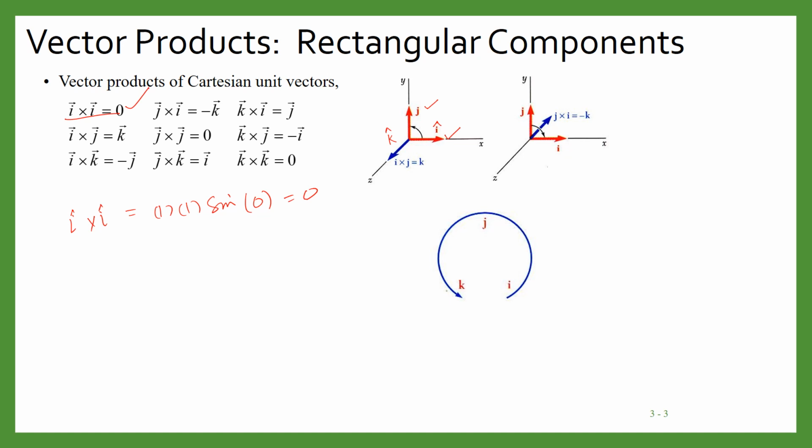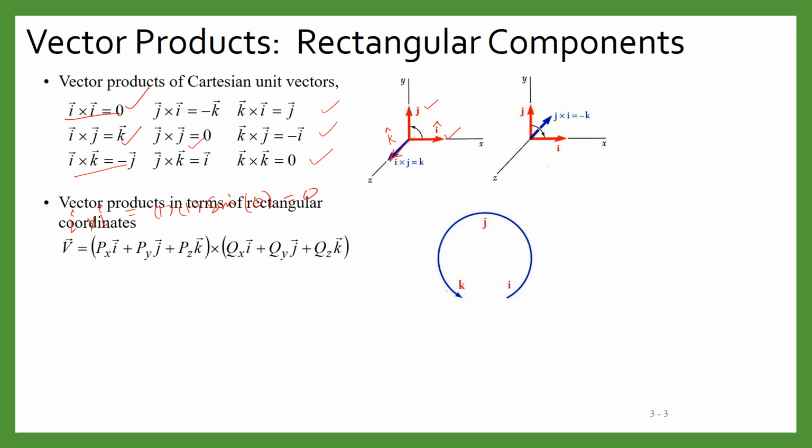Similarly, if you take i cross j, then you will obtain k, because this will be in this direction. Then i cross k will be minus j. Similarly, you can obtain j cross i. Similarly, j cross j will be 0. So if you are multiplying the vector with the same vector, then the product will be 0. And if you multiply i cross j, then you will obtain k. Similarly, you can find the vector products of all the unit vectors.